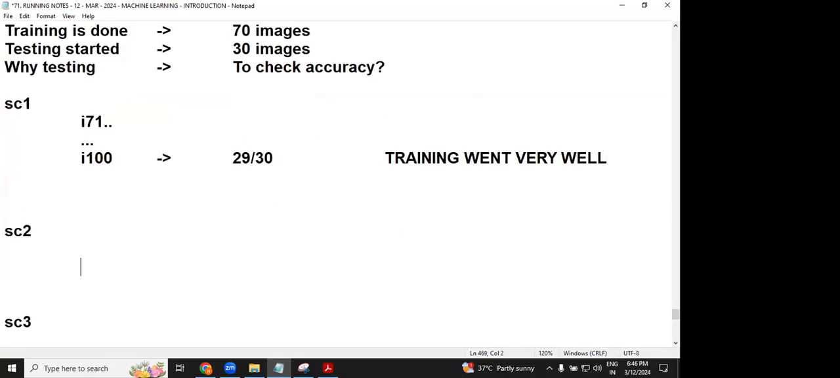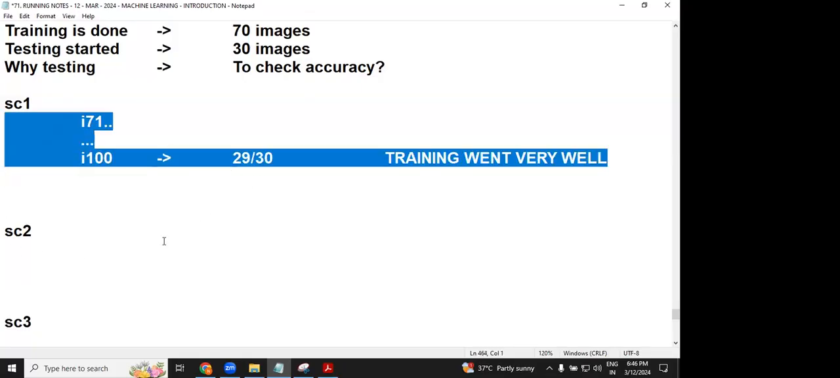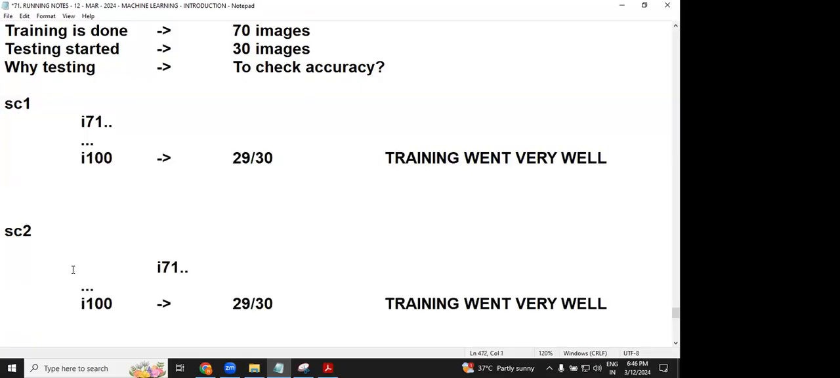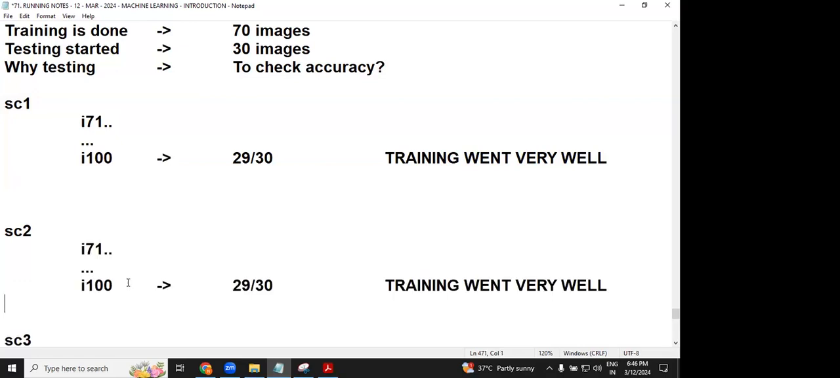Now take the second scenario. From image 71, I would like to take the same thing. Now the score will be somewhere around 20. Training went somewhat okay.